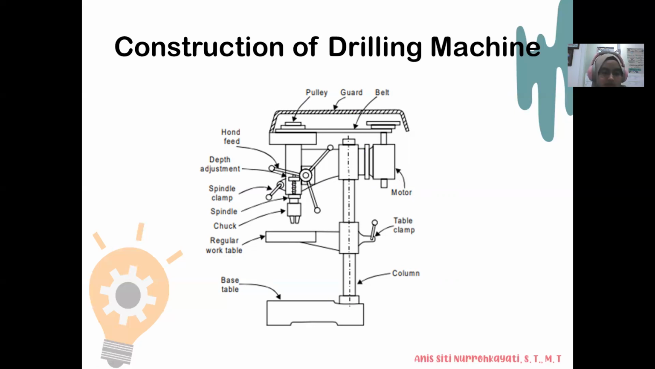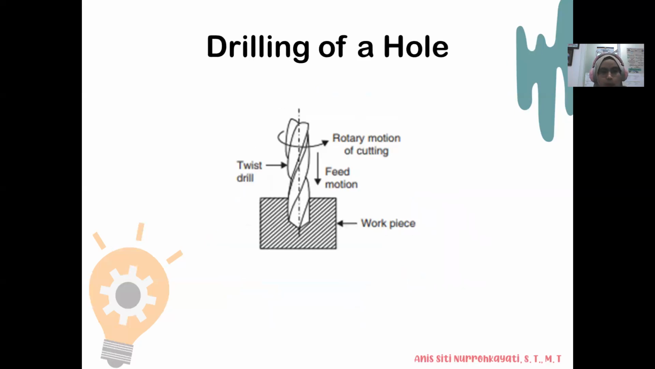The hole is generated by the rotating edge of a cutting tool known as the drill, which applies a large force on the work clamped on the table. As the machine uses vertical pressure to originate a hole, it is loosely called a drill press. This is if you want to make a hole. This is the workpiece, and this is a drill. This is the rotary motion of cutting. This is the feed motion, and this is a twist drill.